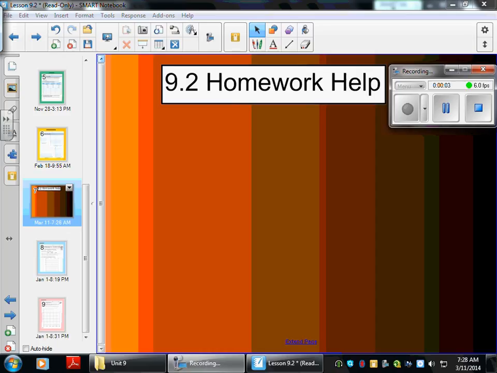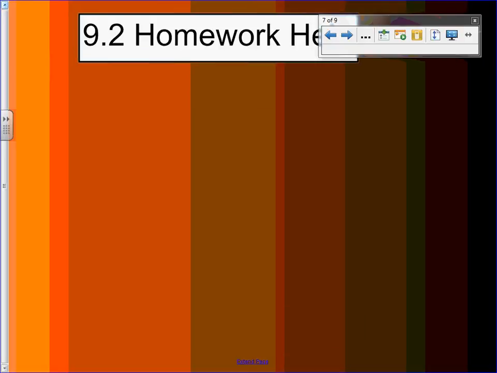Hello class, today we're going to be looking at 9.2, which is coordinate graphs. More work with plotting points on a coordinate graph, on a coordinate grid. This time we're going to try to make some shapes of our own. So let's take a look at 9.2 study link.